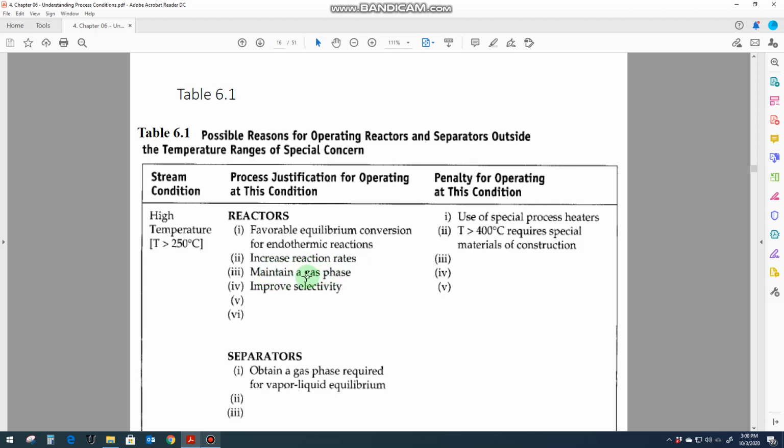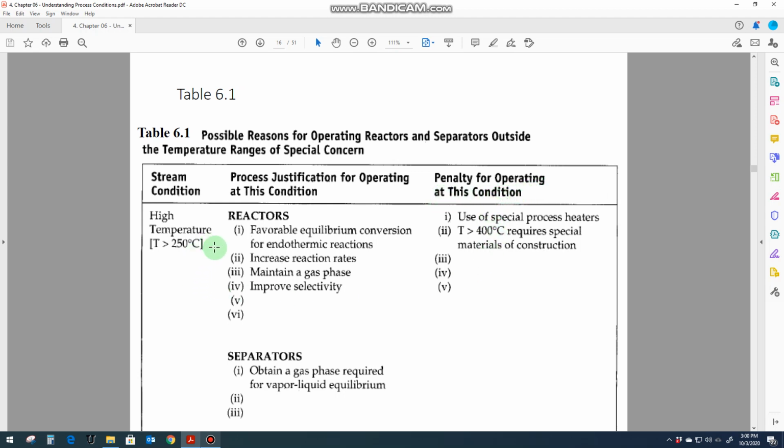Similarly, if we are going beyond 250 degrees centigrade, one of our aims would be to keep the reactants and products in the gaseous phase. So it can be one of the reasons. And obviously, if the selectivity of the product can be improved by going beyond 250 degrees centigrade, then we can use the higher temperature. Now, what could be the penalties for operating at this condition?